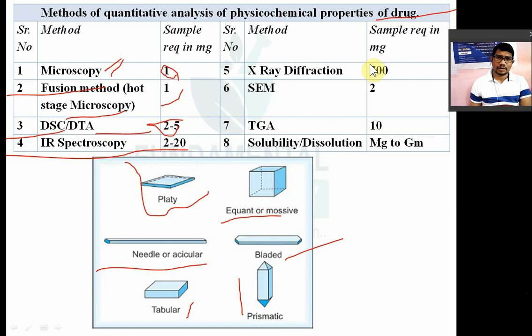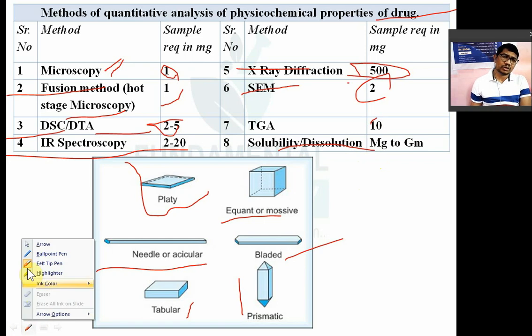By using X-ray diffraction, you can study the crystal structure. So 500 milligram of sample is required for X-ray diffraction: crystal structure, and plane of crystal. Scanning electron microscope (SEM): 2 milligram of sample is required. For thermogravimetric analysis, you need 10 milligram of sample. For solubility and dissolution analysis, you need a few milligrams to grams of sample. So these are the different techniques used in the study of physicochemical properties of a drug.